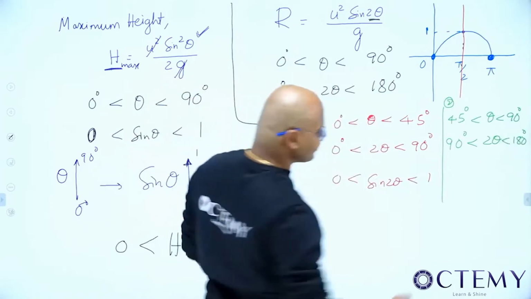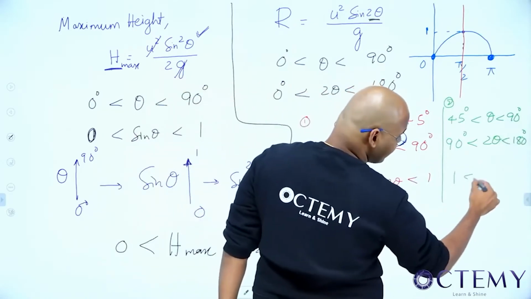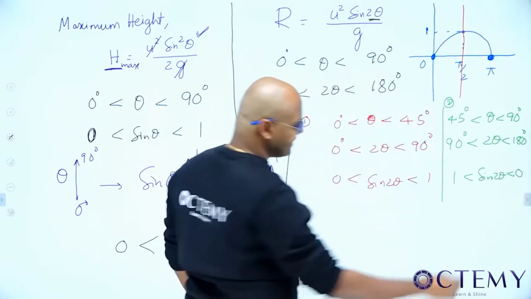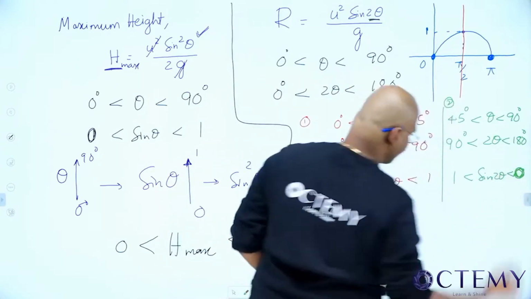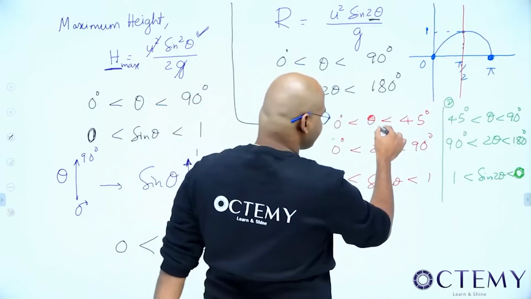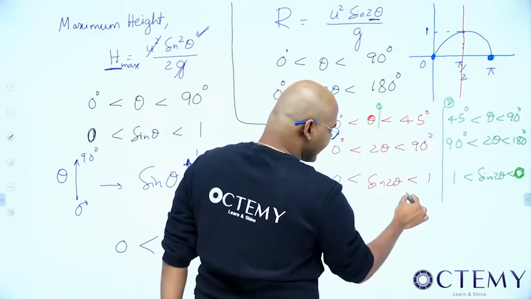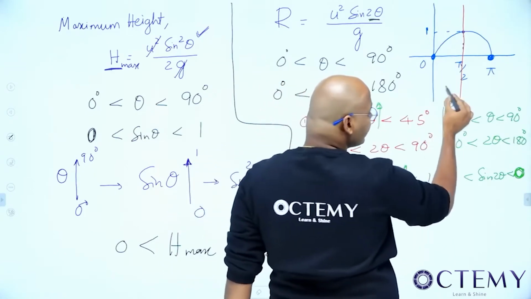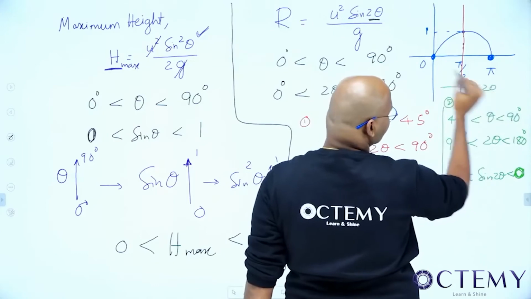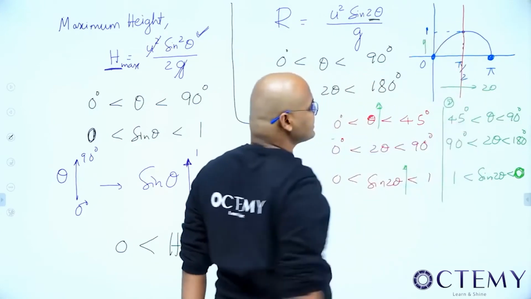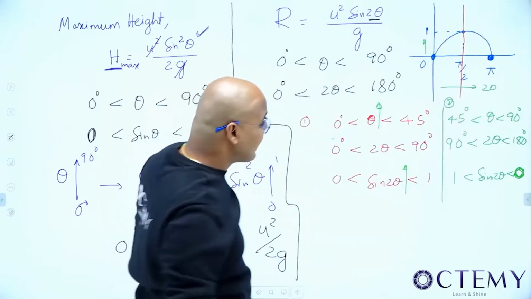So what happens to sine 2 theta? Sine 90 is 1, sine 180 is 0. So what is happening? When theta is increasing from 0 to 45, sine 2 theta is increasing from 0 to 1. 2 theta is changing from 0 to 90, and sine is increasing from 0 to 1.